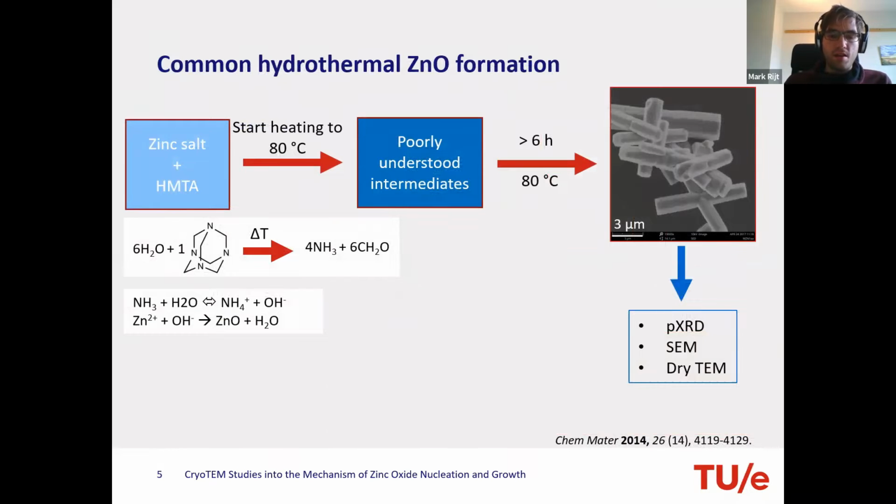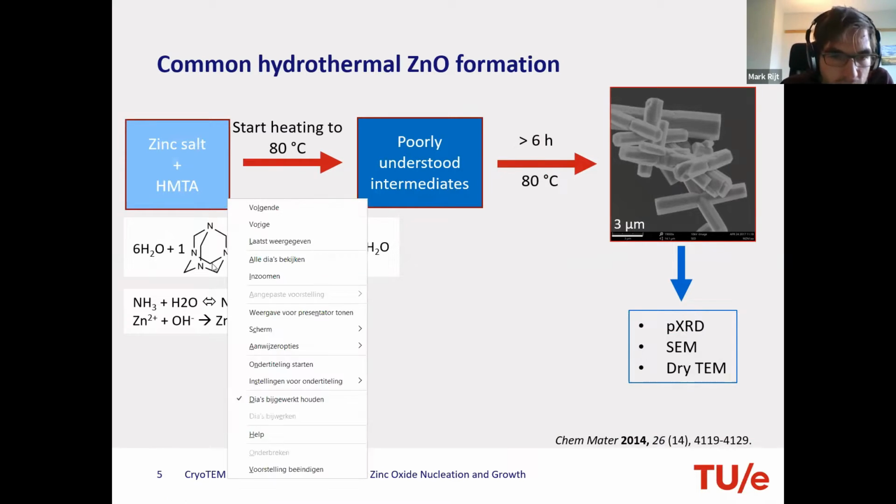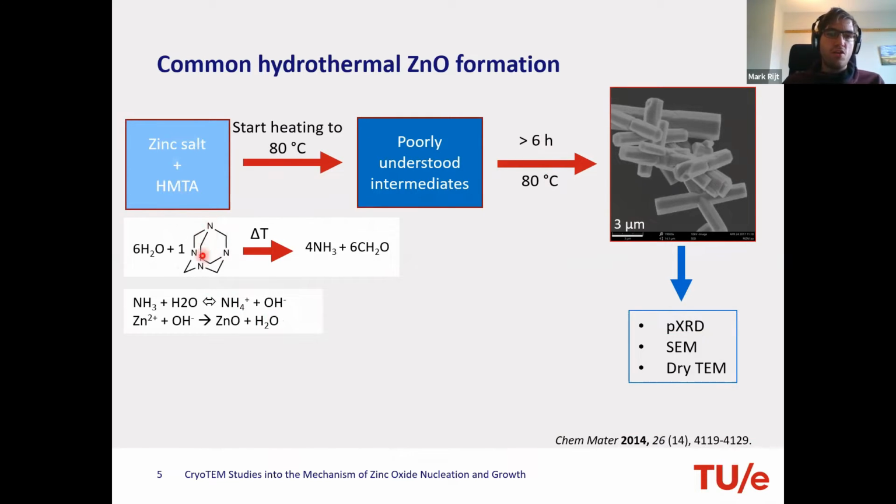The method we use to make zinc oxide here is a relatively standard one. We use a zinc salt and mix it with HMTA, which is this cubic molecule. If you expose it to elevated temperature in water, it decomposes very gradually into ammonia and formaldehyde. The ammonia can then react with water to form hydroxides, and these hydroxides can react with the zinc salt to get zinc oxide. So now we know the very basics.